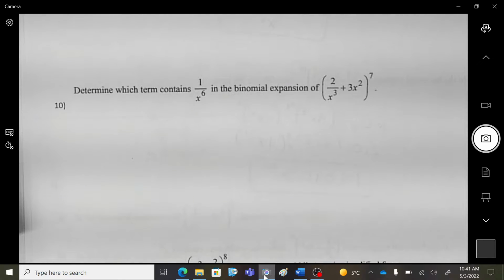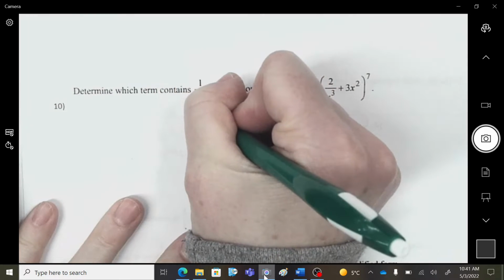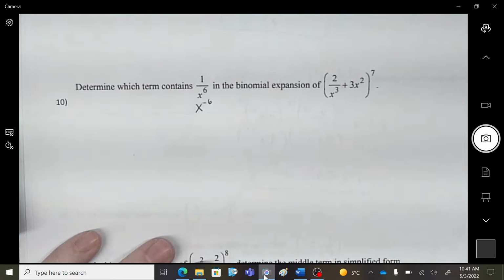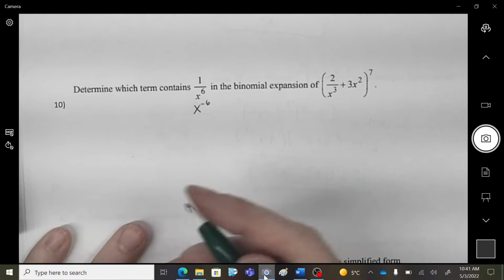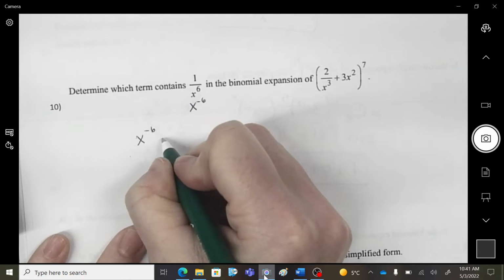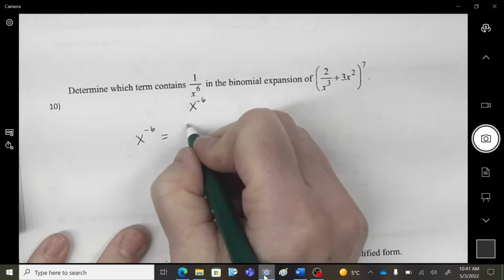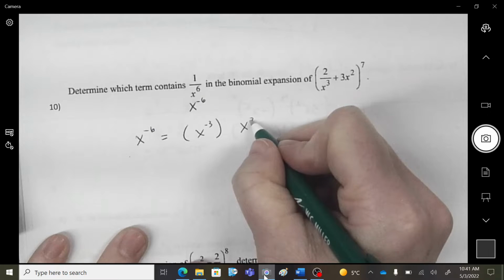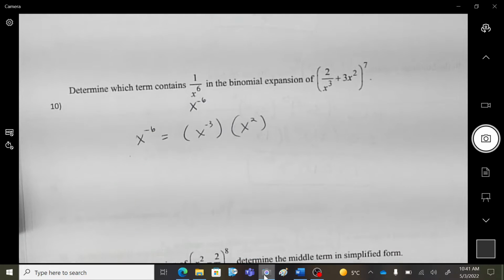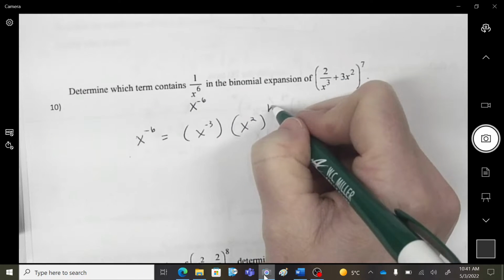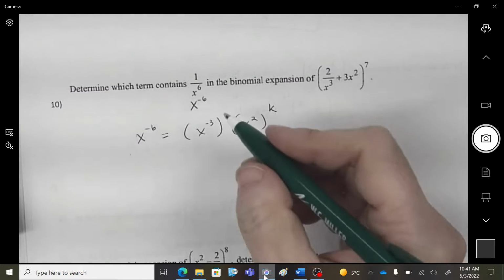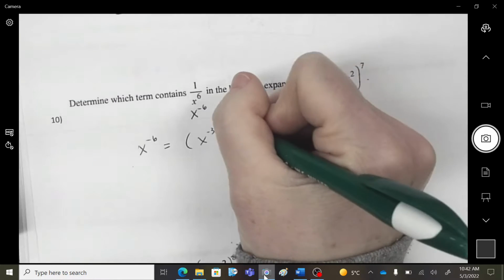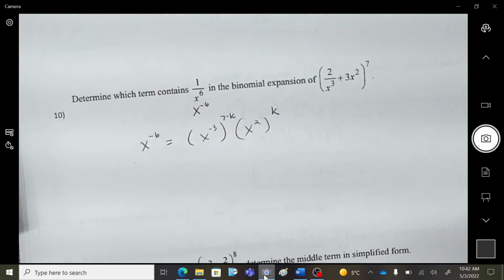Determine which term contains a 1 over x to the 6th. In other words, an x to the negative 6 in that. Okay, so where does the x to the negative 6 come from? X to the negative 3 in the first unit and an x squared in the second unit. Which term I don't know, so I don't know k. And this is the subtracted exponent, so 7 minus k.